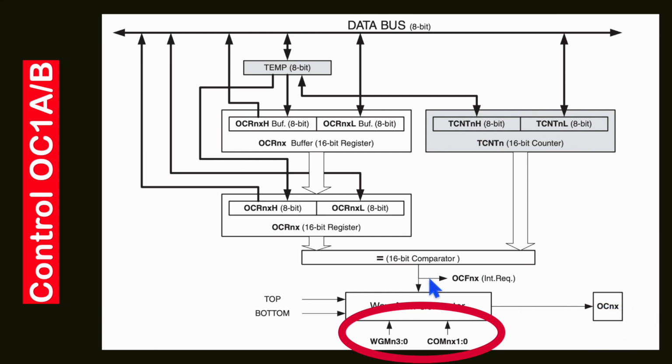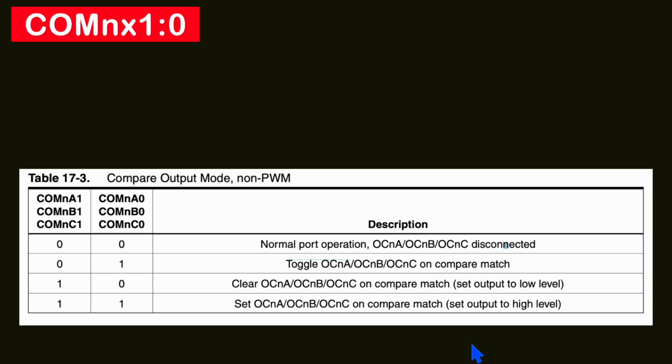Whenever this match happens, we'll configure it in such a way that it will toggle this pin. These two bits, compare output mode bit 0 and bit 1, are used to select the compare mode of that pin. What will happen upon the match, whether we should toggle it or make the pin low or high. Based on these two combinations, we can select that. And in our case, we'll select 0 and 1, which will toggle the output compare 1A pin.